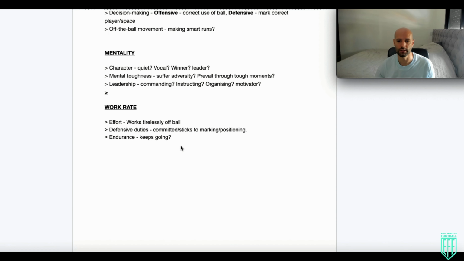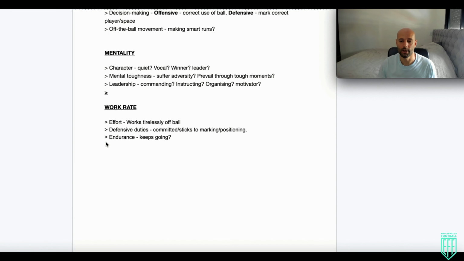Defensive duties. So is he committed and does he stick to marking and positioning? So if he's being given a duty to follow a player around, are they sticking to it? Or are they switching off and then just leaving that player because on one occasion they just don't want to do it, they're too tired? So what is the situation with the player marking and positioning? How are they doing it?